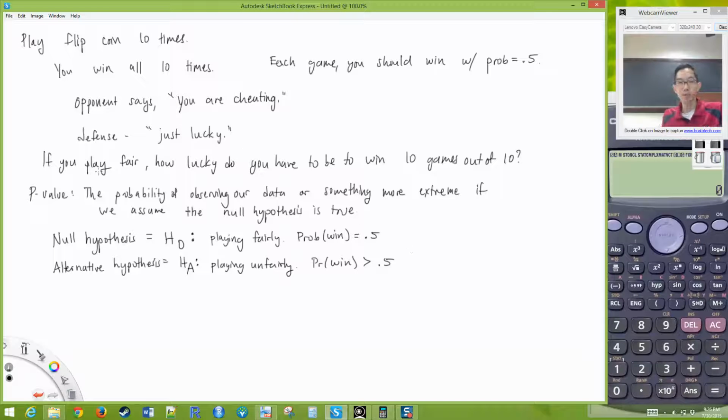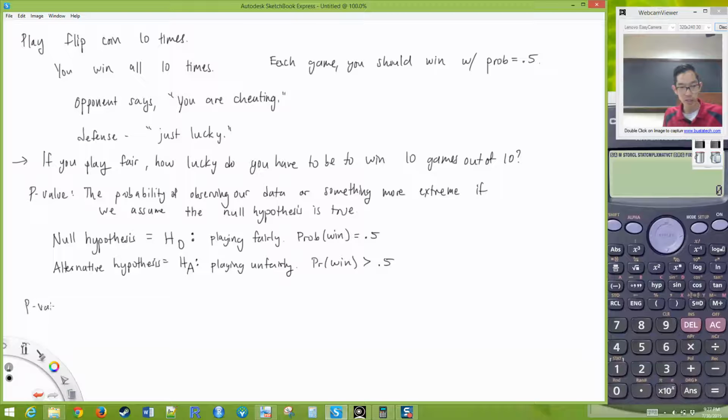So the question asks, if we play fair, how lucky do you have to be to win 10 games out of 10? Essentially, we're asking, what is the probability of winning 10 games out of 10 if we assume the probability of winning is 0.5? That is essentially what our p-value is asking.